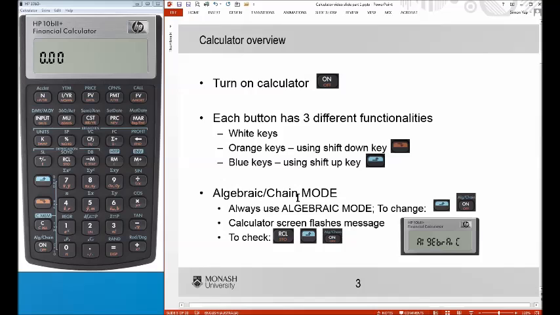So to toggle between algebraic and chain mode, these are the keys. In your calculator, you can find the algebraic/chain blue function right on top of the on key button. To toggle between these 2 different modes, press shift up and on. Now you will see the word algebraic flashes on the screen. It means that the calculator is operating in algebraic mode. If it says chain, it means that the calculator is set in chain mode.